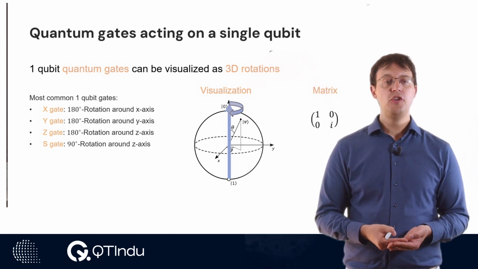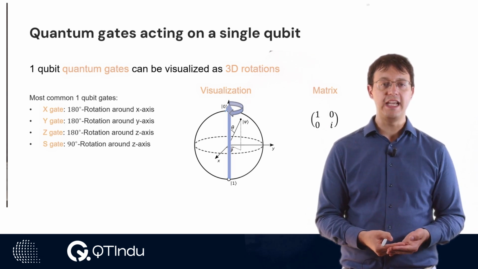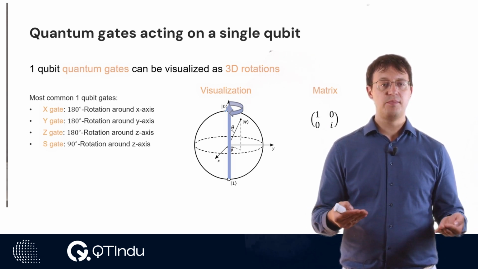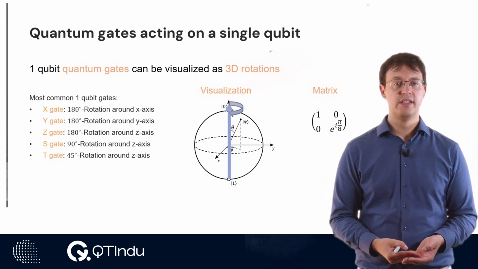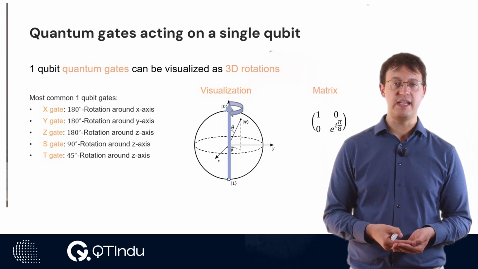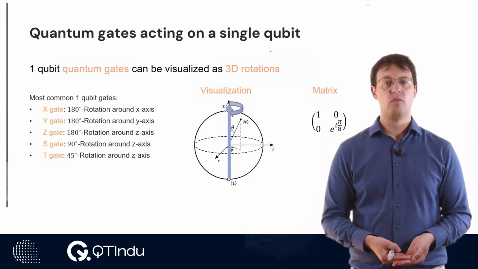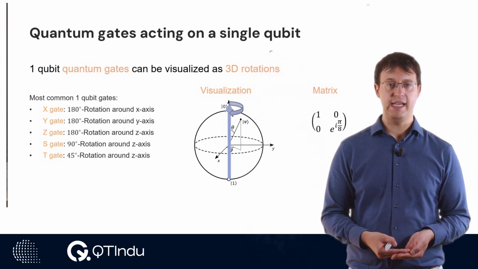However, to get universal quantum computing, we need to add one more gate to this set. And the most commonly added gate to the set is the so-called T gate. The T gate is a 45-degree rotation around the Z axis and is given by 1, 0, 0, e to the i pi divided by 8.